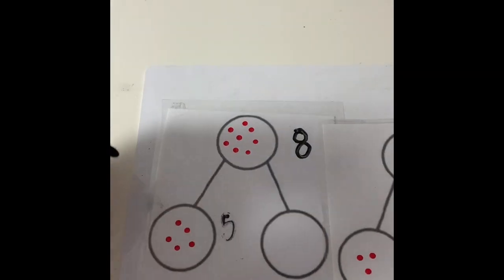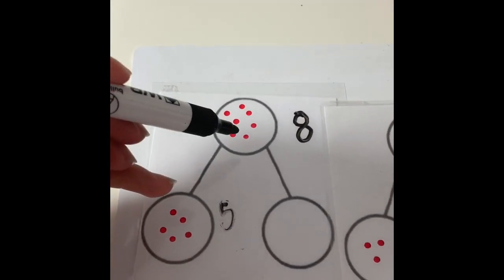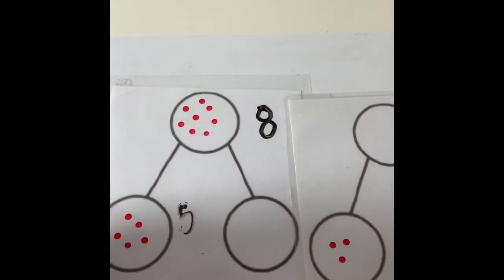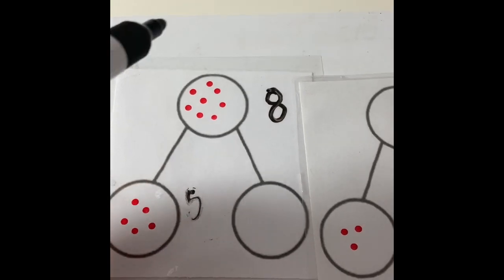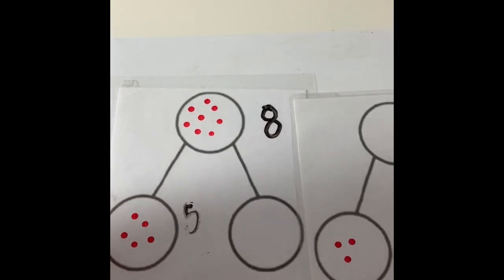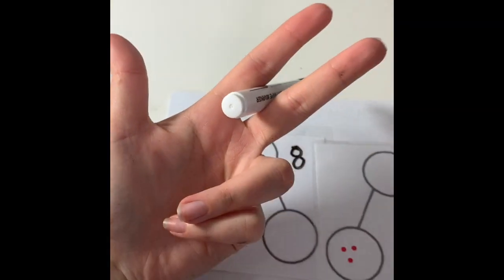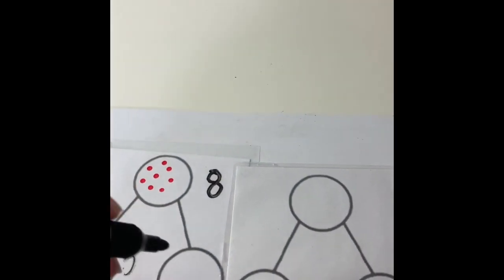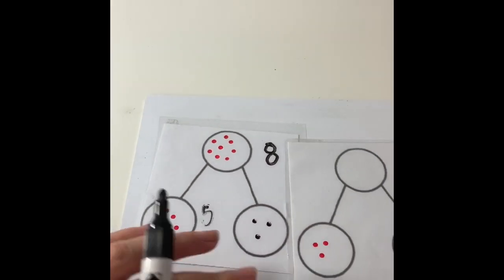Now, I know that part add part equals a whole. So I need to work out 5 add what equals 8. Now I know if I just count in my head, 5, 6, 7, 8, the answer is 3. So I will draw 3 dots in that question.